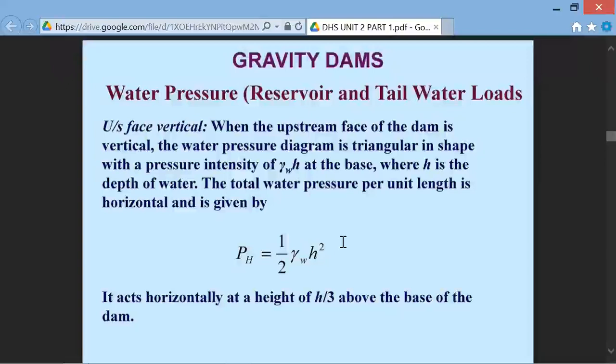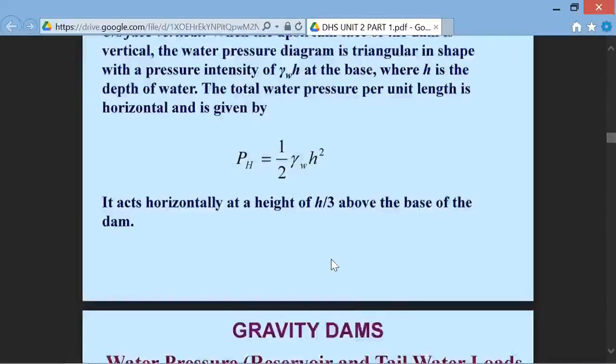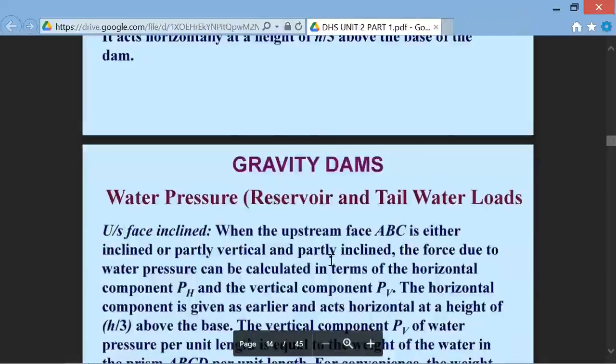And as far as your exams are considered, exams will be MCQ based, multiple choice questions. So therefore, this question is also asked: at what height is this horizontal water pressure per unit length calculated? So it will act at the height of h/3 above the base of the dam. So you also remember this thing: h/3 from the base.